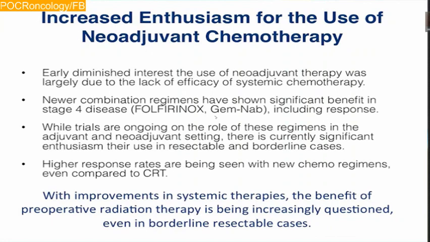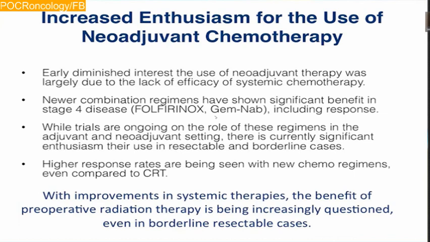And the enthusiasm for neoadjuvant treatment is growing now even with resectable disease. And it's mainly thanks to these two effective regimens, FOLFIRINOX and gemcitabine nab-paclitaxel. Before these two regimens, we really were so skeptical about neoadjuvant treatment because we knew that in the best adjuvant setting, these things were not working.